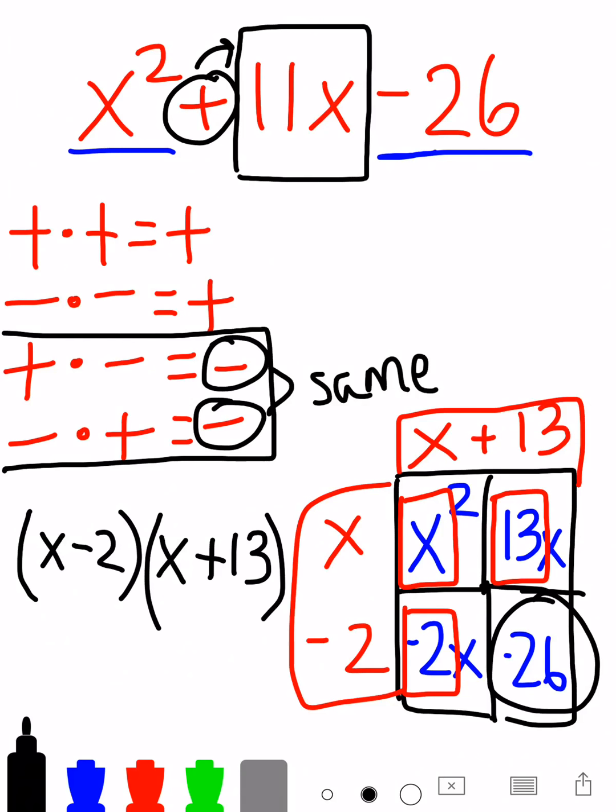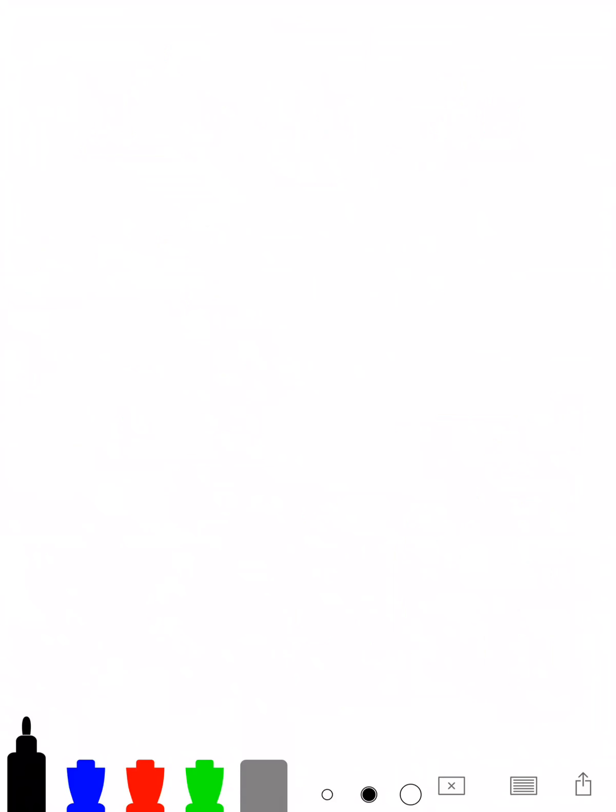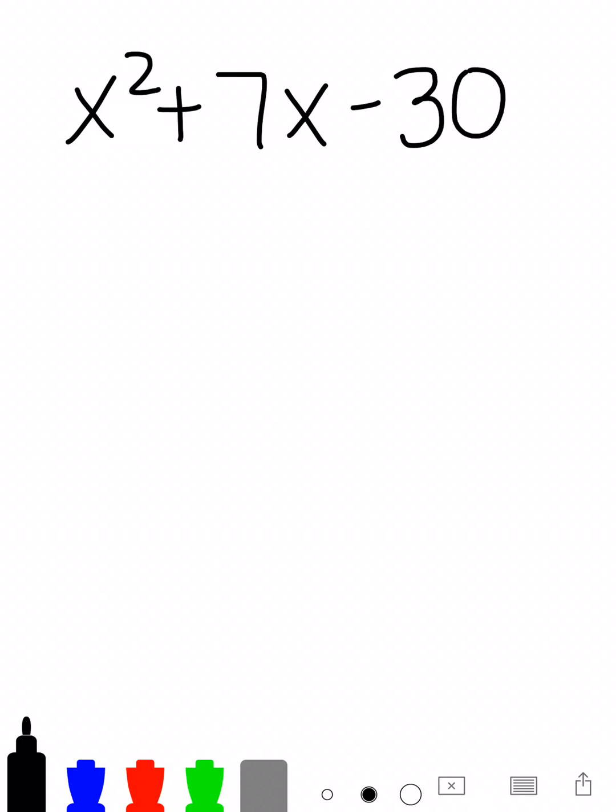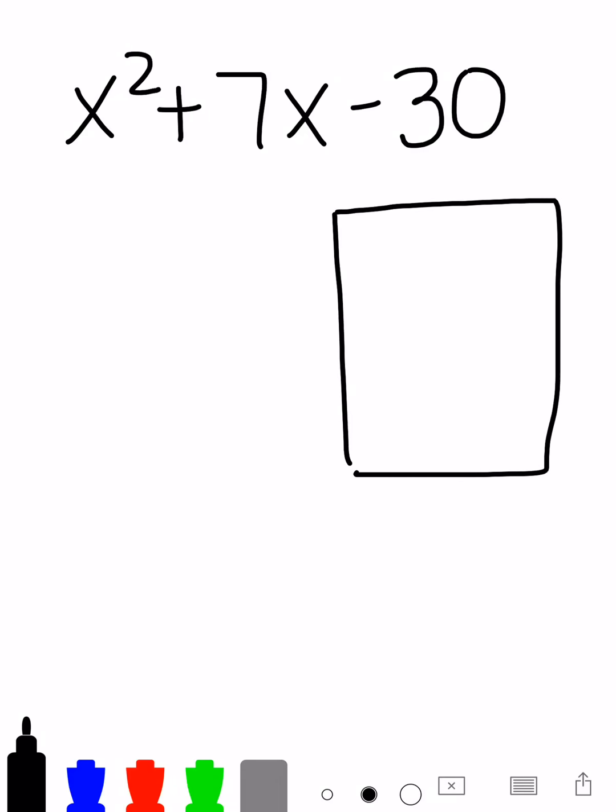Let's do another one. Let's say we are given this trinomial, x squared plus 7x minus 30. Pause the video and see if you can work through it yourself first. Okay, remember the first thing we're supposed to do is make a box.